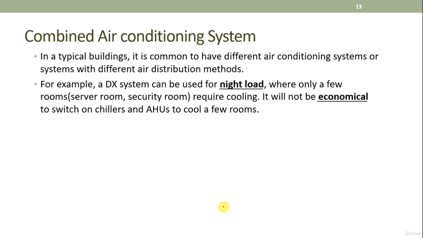So a DX system is useful for night load, where the load is very low because there are only a few places that require cooling, for example, the server room and the security room. And the load can be as low as maybe 50 ton. It doesn't make sense to switch on a chiller of 350 ton to serve this night load. It's not economical, it's not efficient for the chiller, and it's quite detrimental to the chiller also. So it will be better to have a separate direct expansion system to serve these places 24 hours.